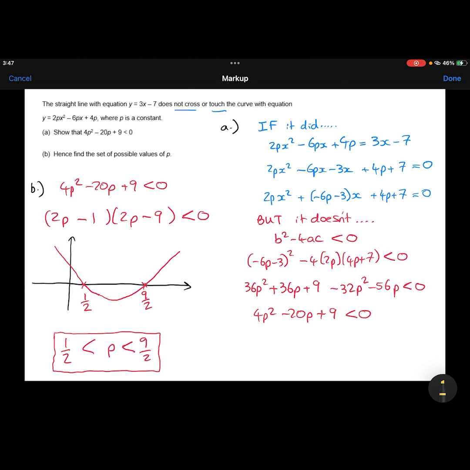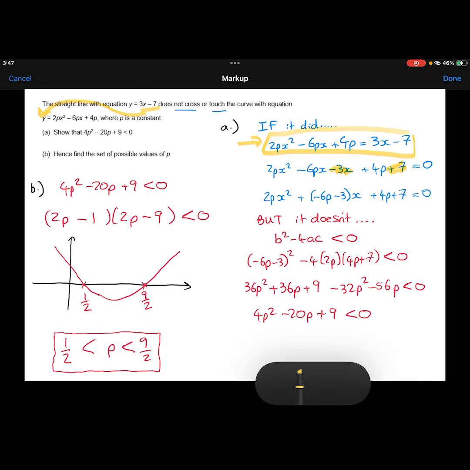So I could do simultaneous equations. So that's what I've done on my first step there. I have made this equal to here. So if it did intersect, then this here would be true. I've then subtracted the 3x from both sides, and I've added the 7 to both sides to make it equal to 0, because that's how I would solve this equation if I could.